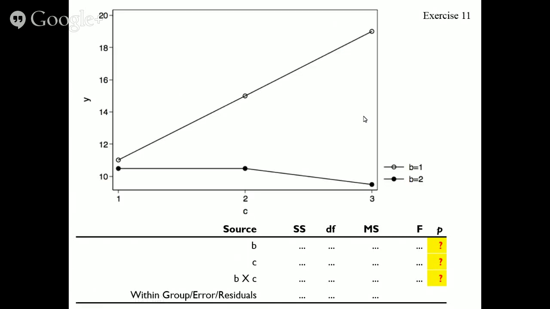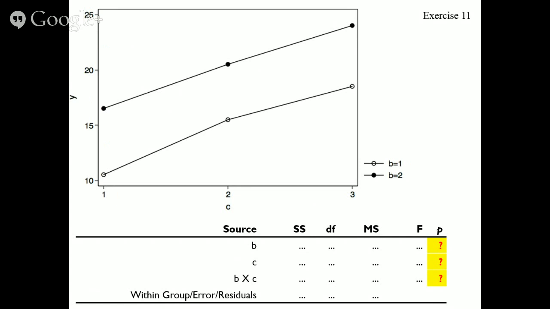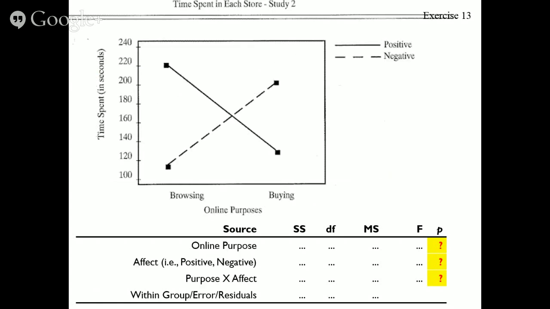I'm not going to talk much about this one. Here we have the effects. Probably both A and B are statistically significant, but not the interaction, unless you had a huge sample size, so that tiny non-parallelness would become statistically significant. Here we have real data showing the classic X effect, so that there might not be any effect of online purpose or any effect of the affect while online, but you would have an interaction effect.